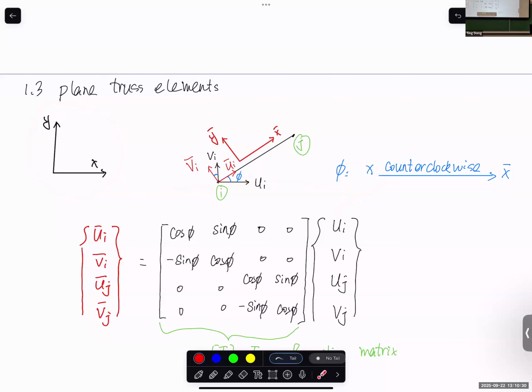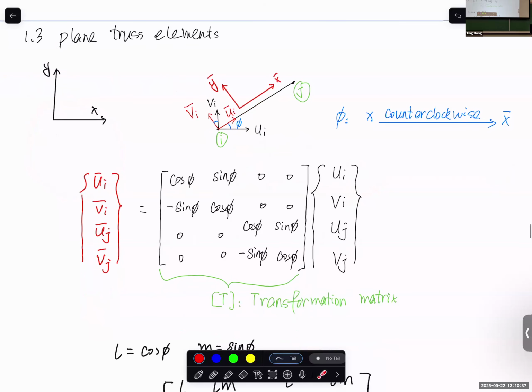The purpose of a global x coordinate or xy coordinate is that, let's say we have a truss system and each bar has its own local coordinates, right? Different bars in a truss system are using different languages. If you really want to assemble them in a big matrix and solve them, we need to make sure they are speaking the same language.